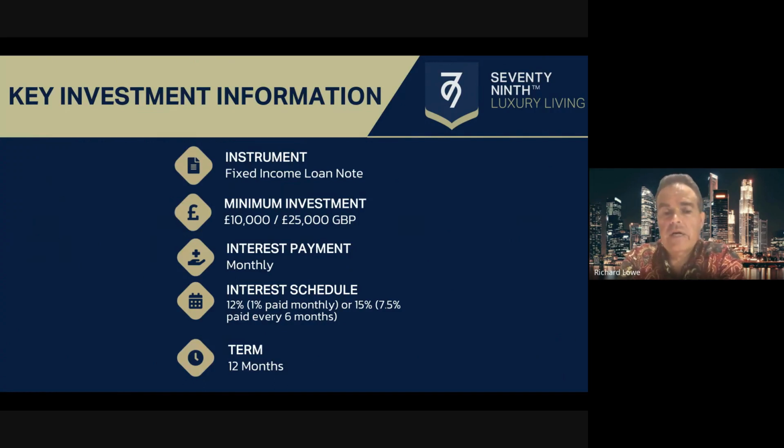Interest can be paid in several different ways. If you go for the 12% annualized return, it's actually paid at 1% per month. If you go for the 15% option, it's paid at 7.5% every 6 months. And since this slide was made, they've actually introduced an option at 17%, where the interest is paid at the end of the 1-year term. And they're all, in this case, 12 months. They do have a few options which are 2-year terms, but the majority is a 1-year term.